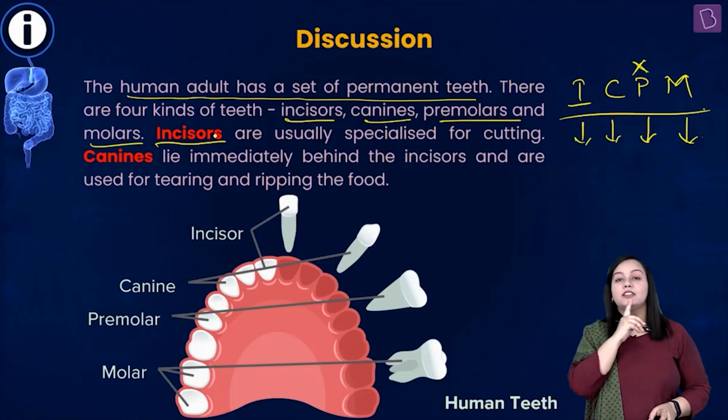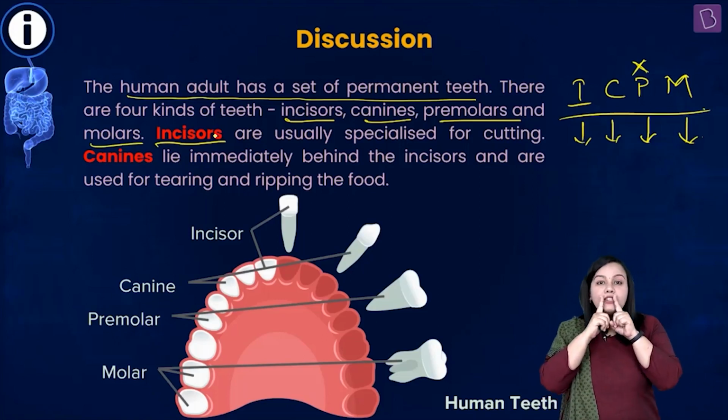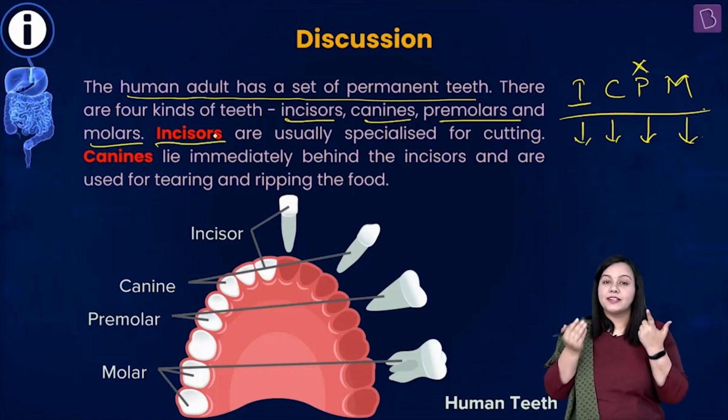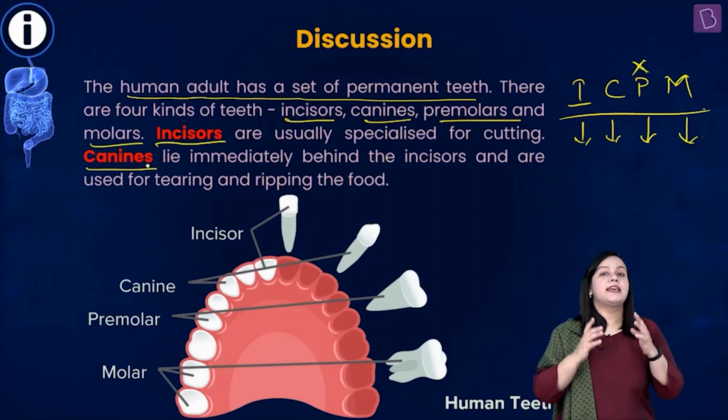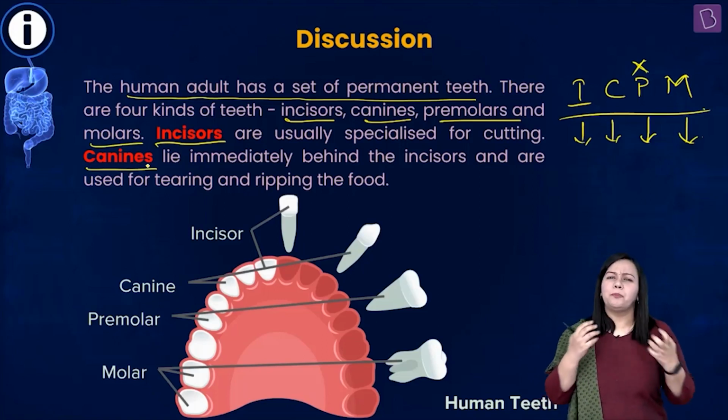So incisors are these four front teeth. As you go behind them, the next set of teeth are called canines, right? These canines help in tearing or ripping apart food.